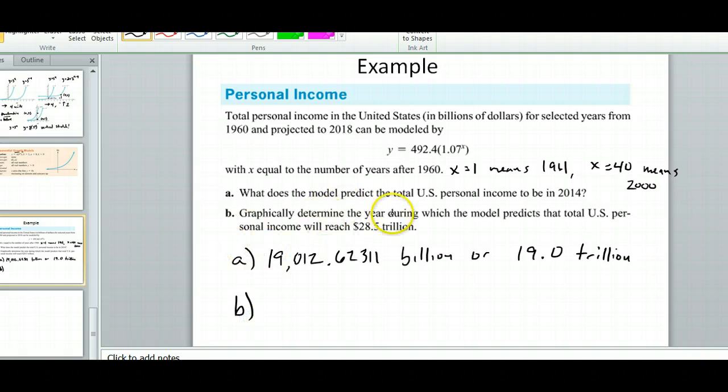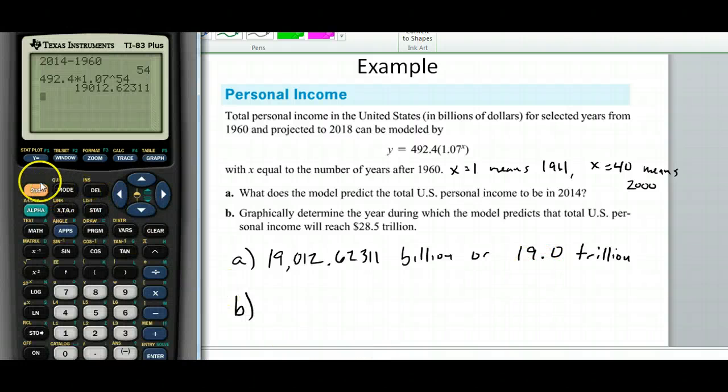Part B. Graphically determine during what year the model predicts the U.S. personal income will reach 28.5 trillion. We're not there yet. If we want to do it graphically, we need to put this into our calculator: 492.4, parentheses, 1.07 to the x power. That's exactly what this says.